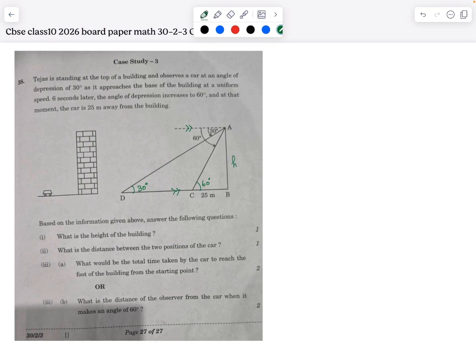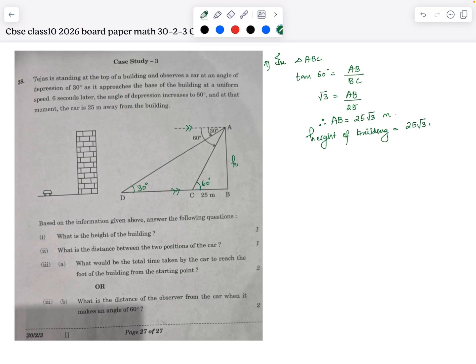AB is the height of the building. Let's consider the triangle ABC. Since we know one angle and we know an adjacent side, we'll find the tan ratio of this angle. Tan 60 is equal to AB upon BC. Tan 60 is root 3. AB is what we have to find out and BC is 25. Therefore, AB is equal to 25 root 3 meters. That is, the height of the building is 25 root 3 meters.